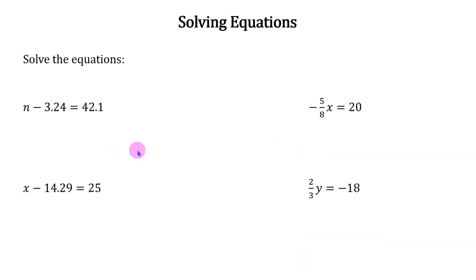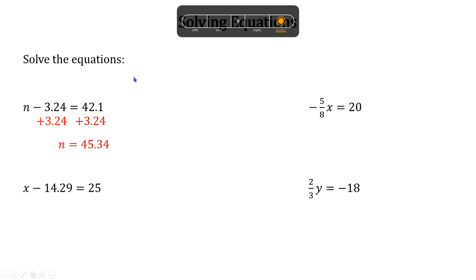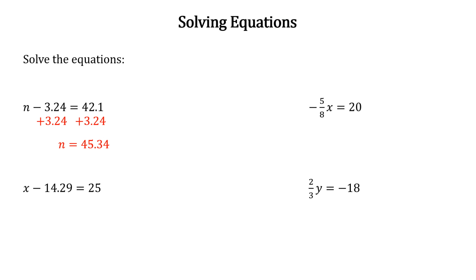Okay, so here's our good old school algebra here. So we start up top here. We're going to add 3.24 to both sides, and simple as that, n is 45.34. Now over here, we wanted this to go away, so we wanted it to become 0, so we added 3.24.